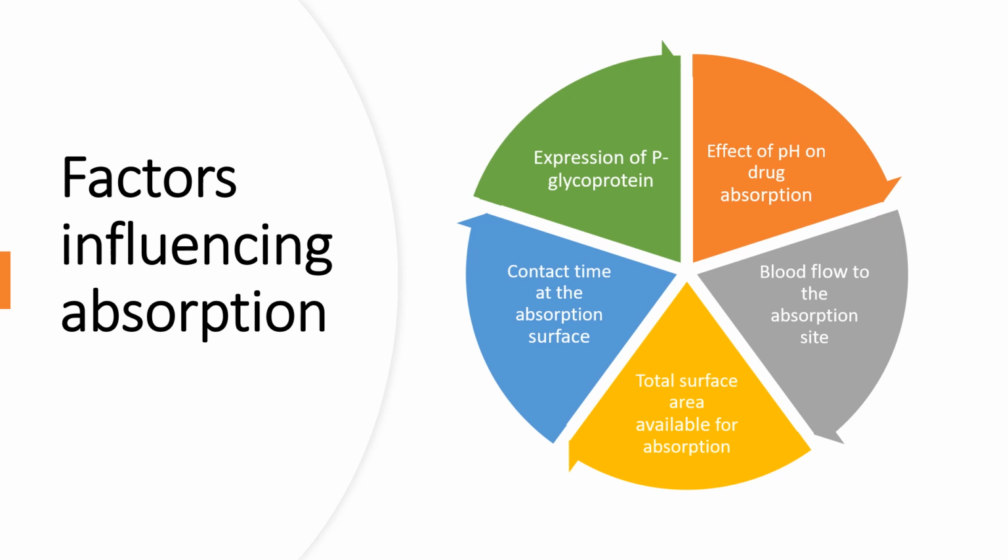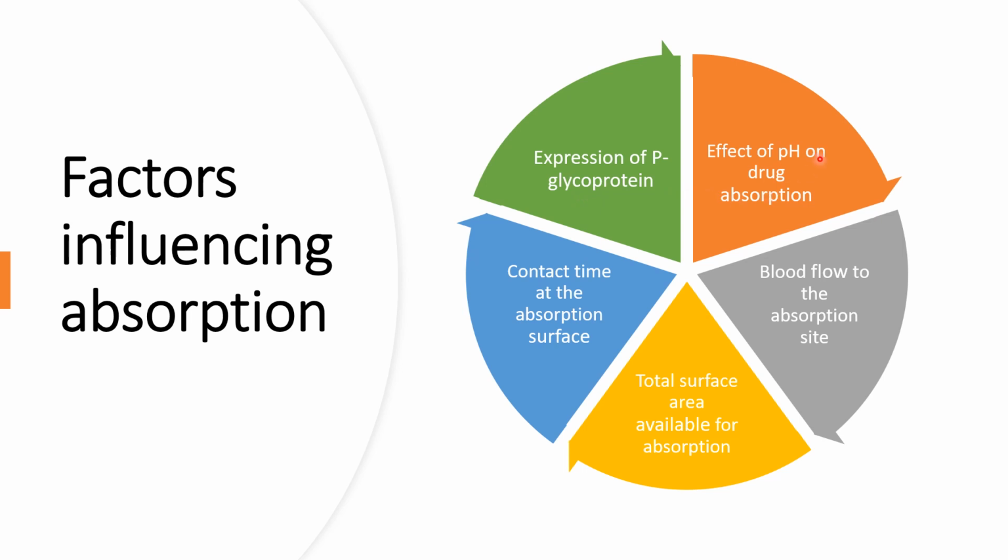There are various factors that influence the absorption of a drug when it is taken by the oral route through the GI tract. First factor is expression of P glycoprotein. P glycoprotein is basically a transmembrane transporter protein that transports various molecules and drugs outside the cell for its excretion or elimination. It is expressed throughout the body. So when there is increased expression of this P-glycoprotein, it reduces the absorption of drug.